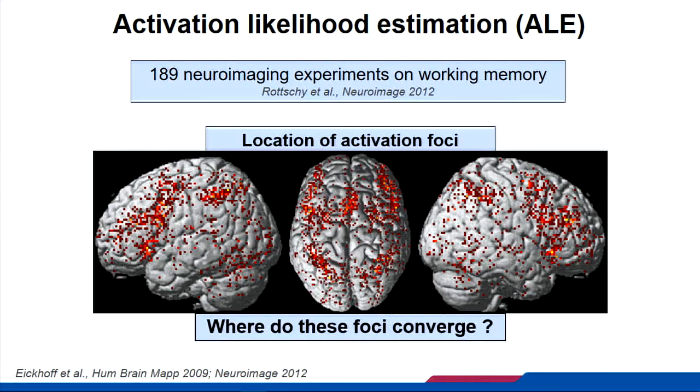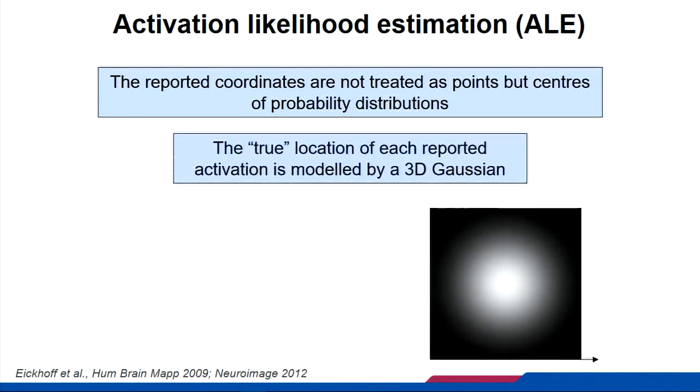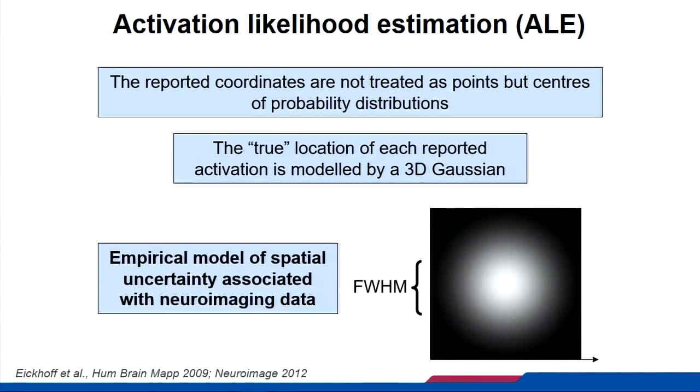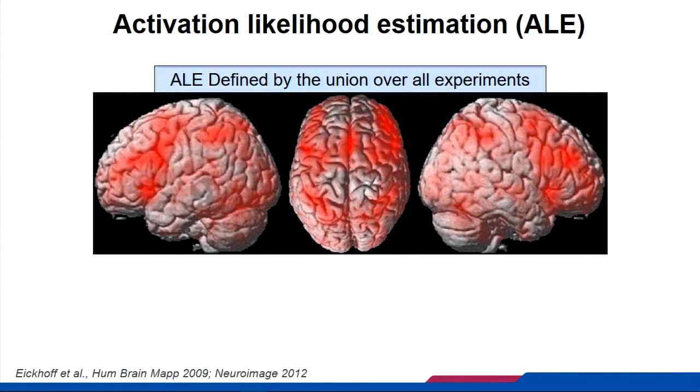The key idea behind ALE, as demonstrated by Tom, is that we replace each focus by this Gaussian, modeling the associated spatial uncertainty. So the individual coordinates are not treated as points, but as centers of probability distribution, and the, inverted commas, true location of each reported activation is then modeled by a 3D Gaussian. And the width of that Gaussian is based on an empirical model of spatial uncertainty. Now, if you replace each of the foci by this Gaussian kernel and then summarize across experiments, we get to this kind of probabilistic map that tells you how likely was each individual voxel activated by a working memory experiment.